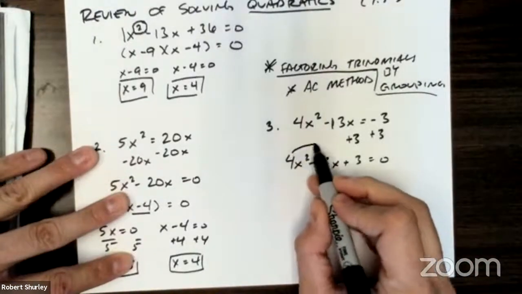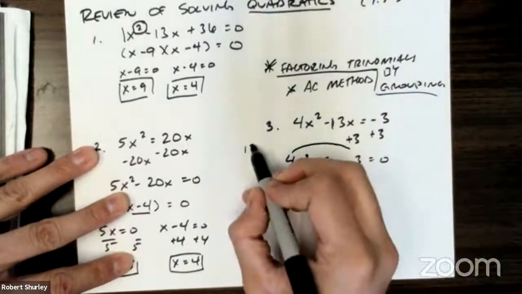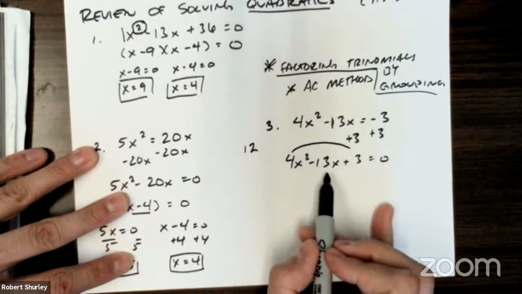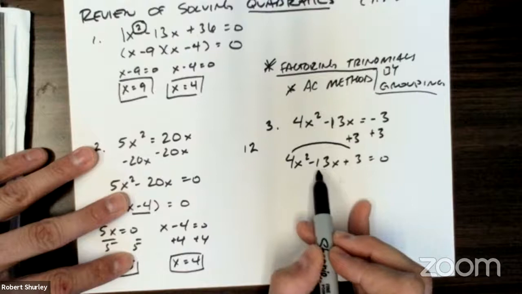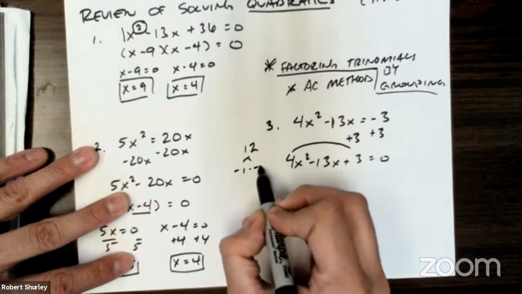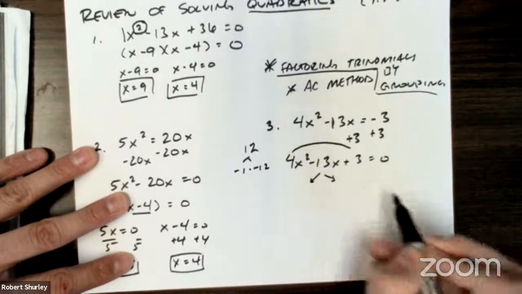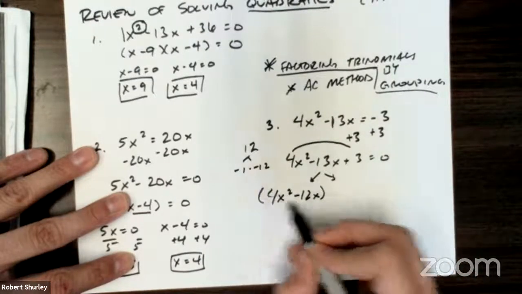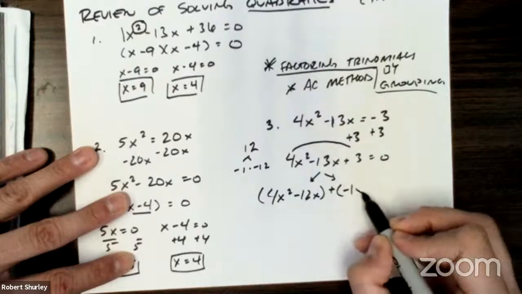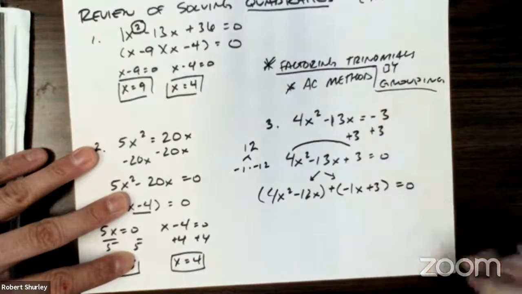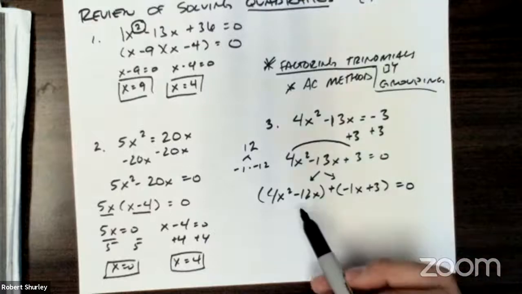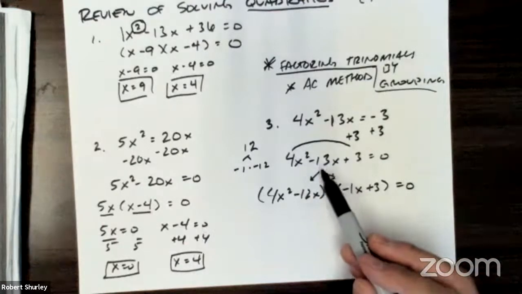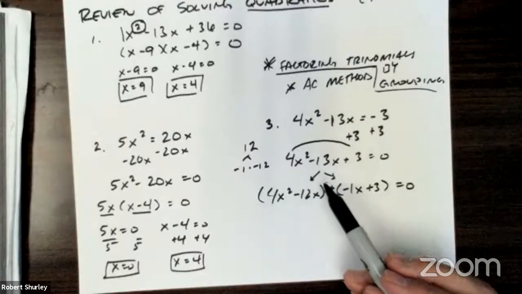But first we do 4 times 3, which is 12. Then we see what two numbers multiply to give me the 12, but add to give me the middle number. Well, that's -1 and -12. And then I split apart the middle number: 4x squared minus 12x, plus -1x plus 3 equals 0. Notice the -12x and the -1x, when you add them together, you get the -13x. This has to happen for this to work.